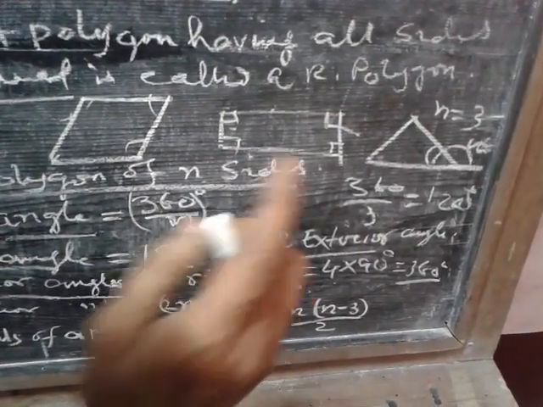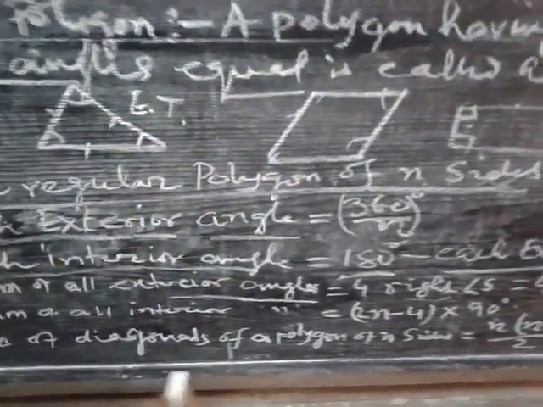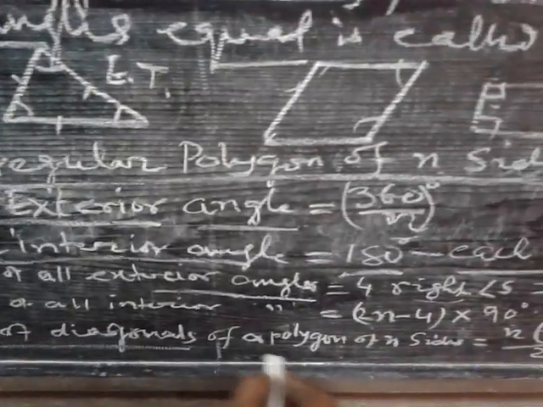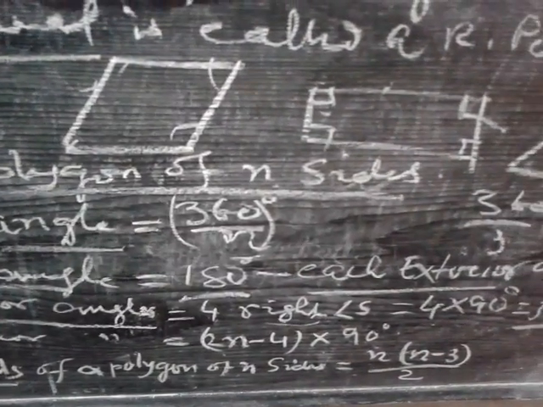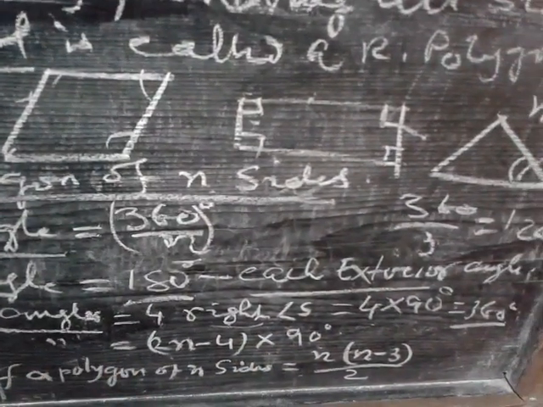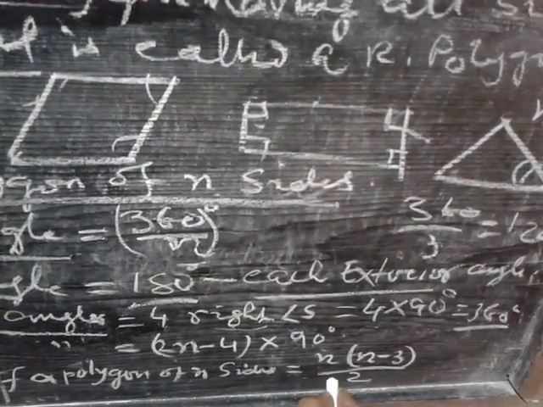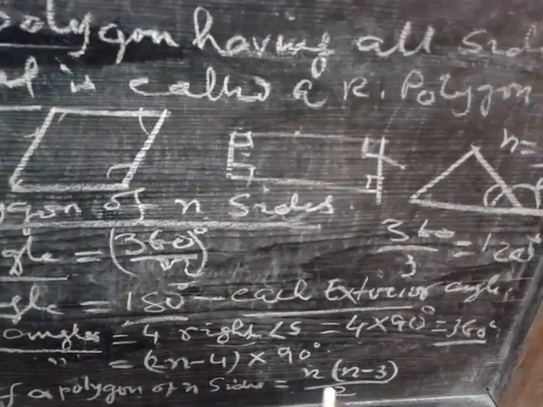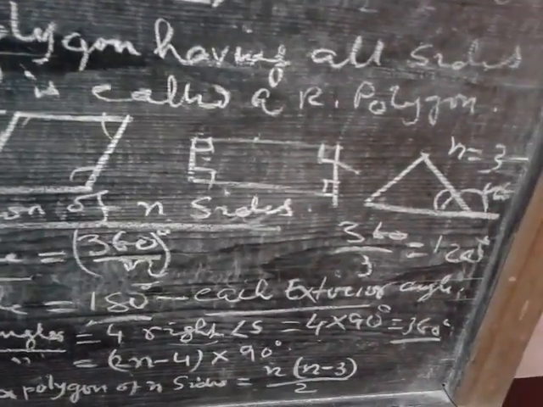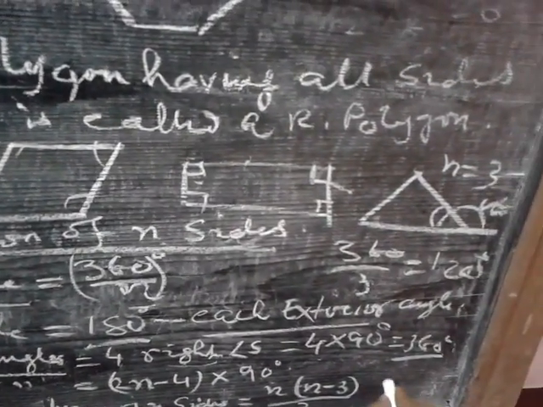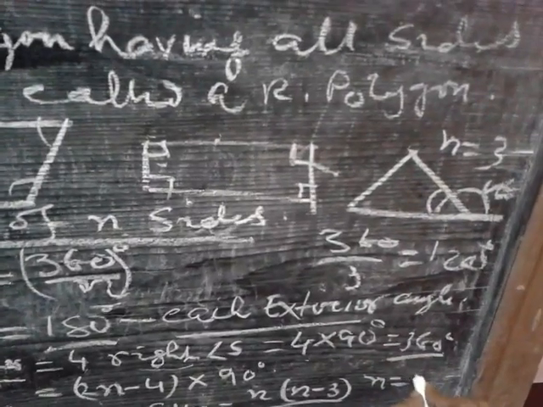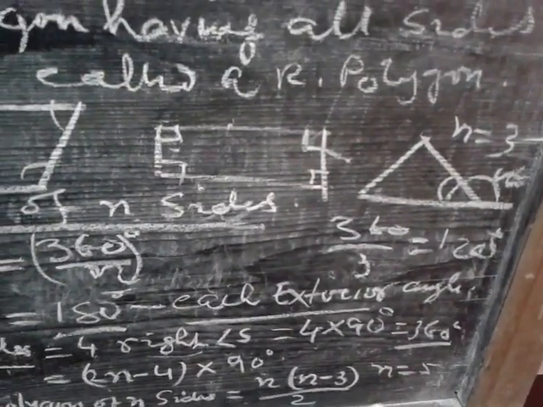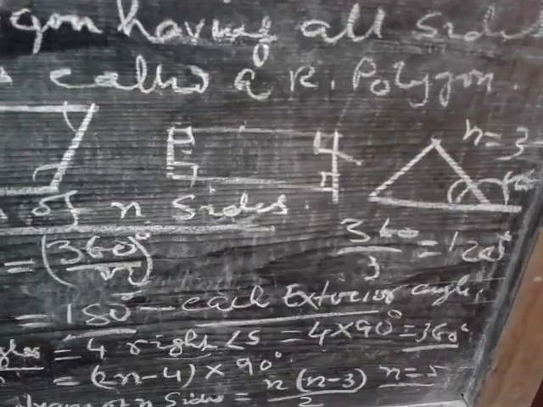The sum of all interior angles will be (2n minus 4) into 90 degrees, where n is the number of sides. And the number of diagonals of a polygon of n sides will be n into (n minus 3) by 2. Suppose I take the number of diagonals of a pentagon, then n will be 5. Just put the value over here and you will get the number of diagonals.